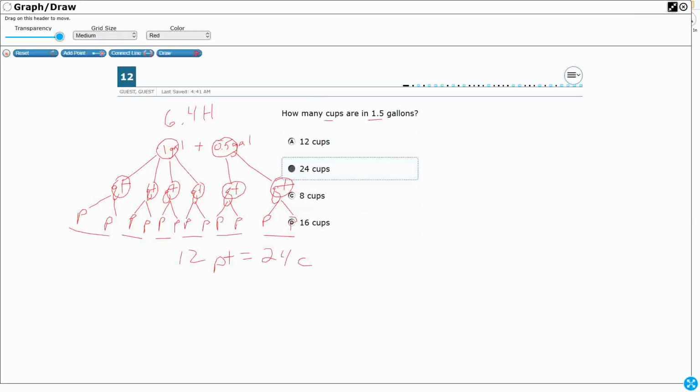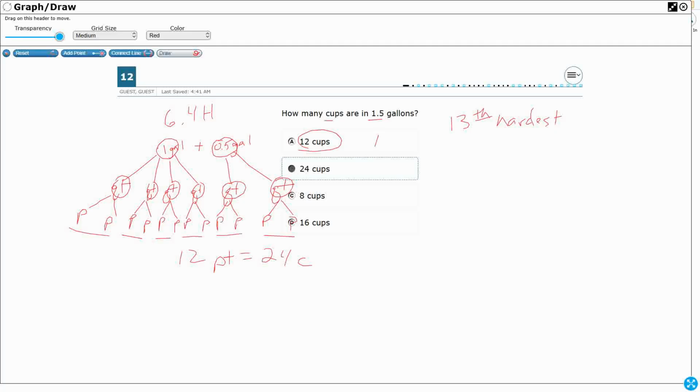Now, how did we do? That was kind of difficult. That was our 13th hardest on the test. And really, it was that decimal. I think that 1.5 kind of messed some kids up. This 12 obviously messed some kids up too, because that's the 12 pints.